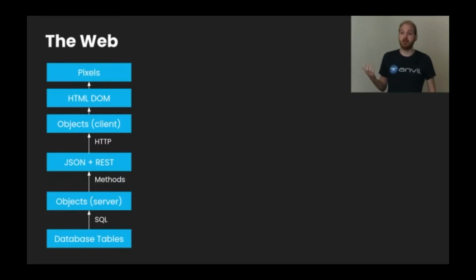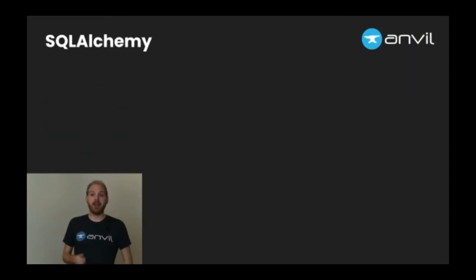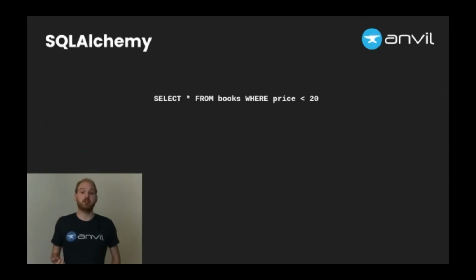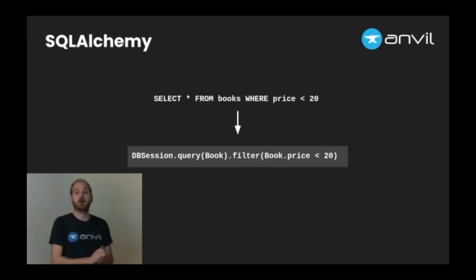Let me show you what I mean with an entirely unfair potshot at SQLAlchemy. So SQLAlchemy, if you're not familiar with it, is a library for automating one of those conversion steps. It allows us to access rows in an SQL database as Python objects. So instead of writing code like this, where you're selecting rows from a books table, you can instead write Python code like this. Query book filter book.price less than 20.